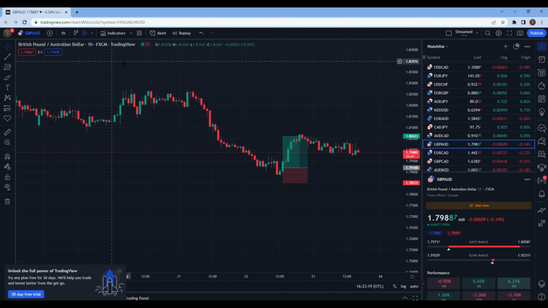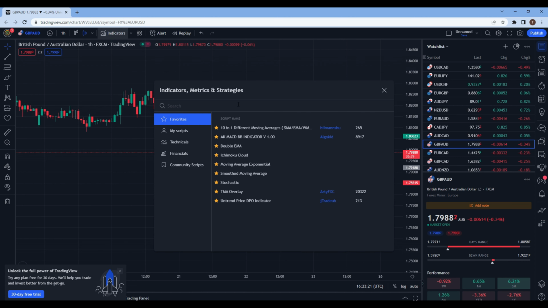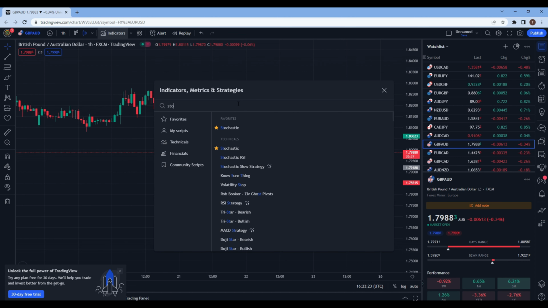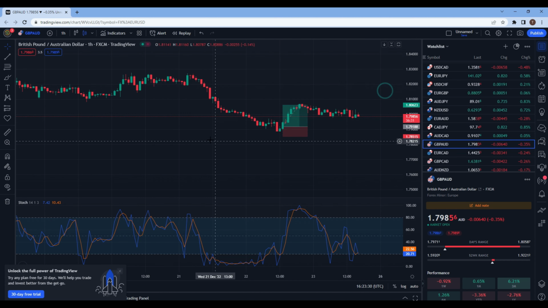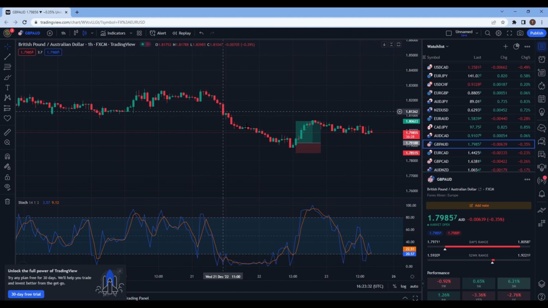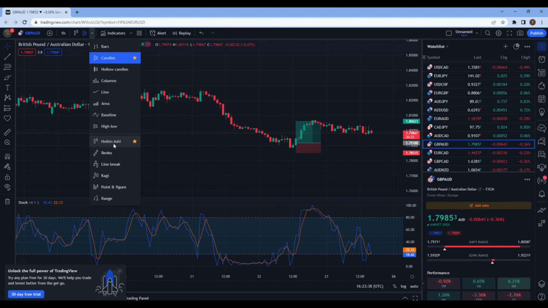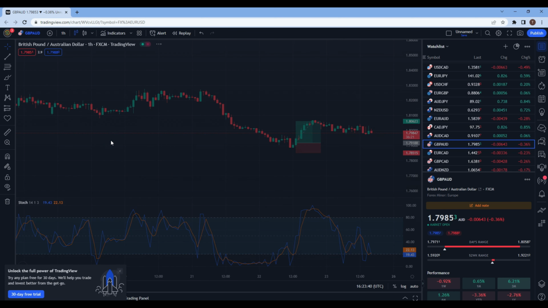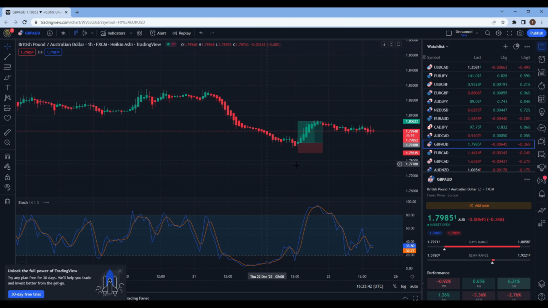First of all, we need a stochastic. So click here and write stochastic like this. This is the default free stochastic from TradingView. Click on it. After that we need to change the candles to the Japanese candle, which is called Heikin Ashi. So you have to click here and then click Heikin Ashi. I'll show you why this is important.